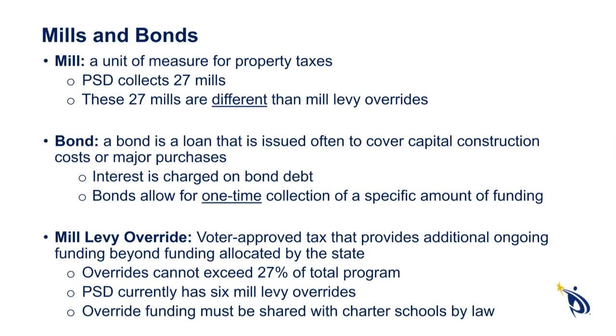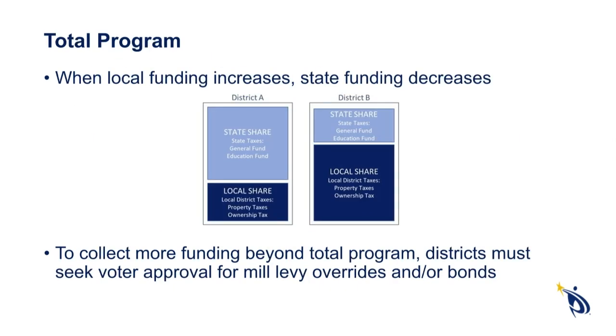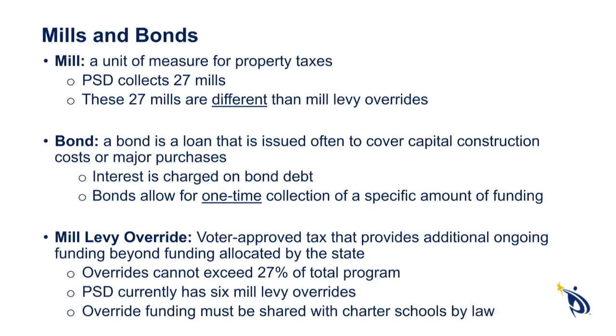And what this was doing for the state many, many years ago was it was slowly eroding, because the state was having to fill more and more in when assessed valuation wasn't high back in the past. So those 27 mills are different than mill levy overrides. The 27 mills that I'm talking about here are defined in that total program, or in this glass, the total program funding formula.